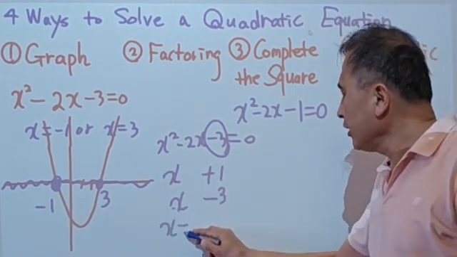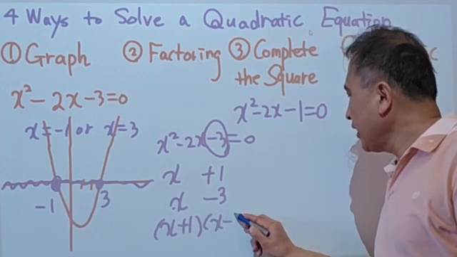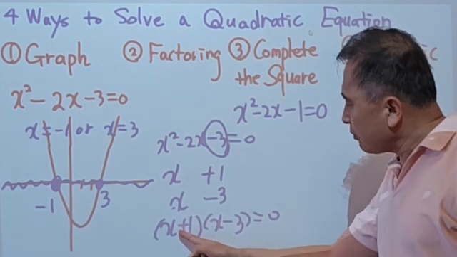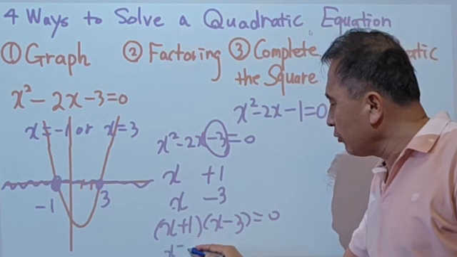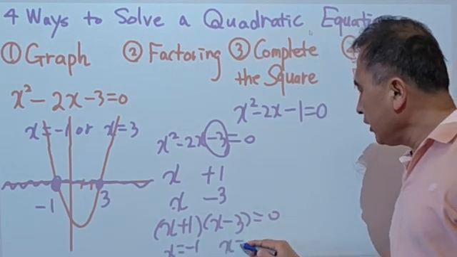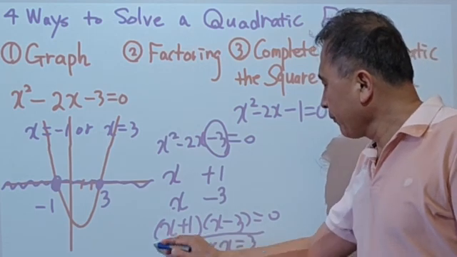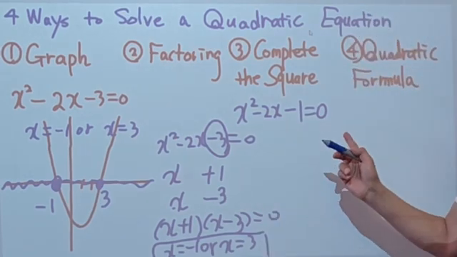So (x + 1)(x - 3) = 0. From here, x + 1 = 0, so x equals -1. From here, x equals 3. So that's the answer. Factoring is easy, but this next one you cannot factor.